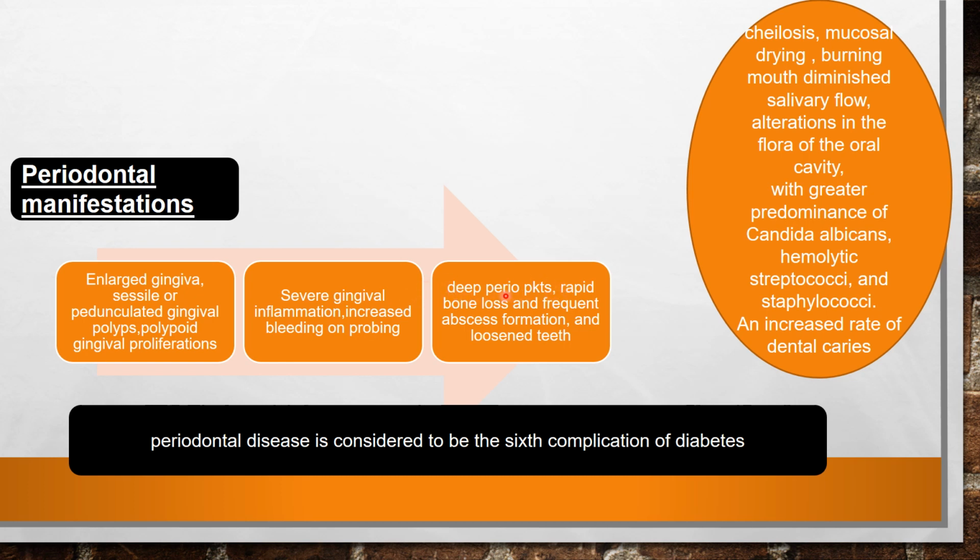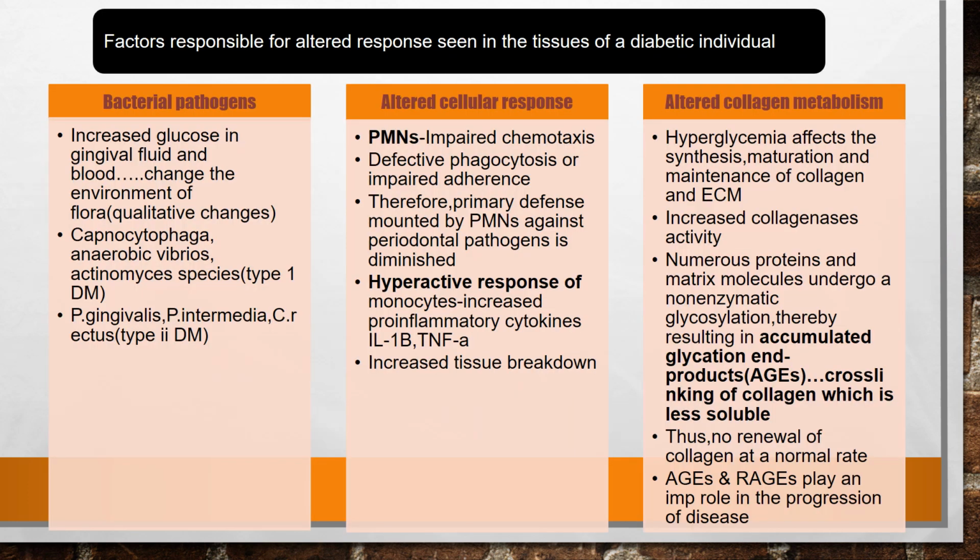In children, it will be more in case of molar and incisor region, and where there is type 1 diabetes mellitus. And also you can see rapid bone loss and frequent abscess formation and loosening of teeth. Periodontal disease is considered to be the sixth complication of diabetes. So, the factors responsible for the altered response seen in the tissues of diabetic patients.